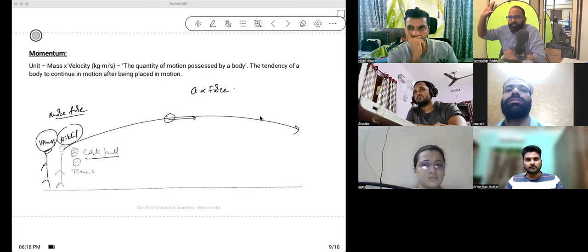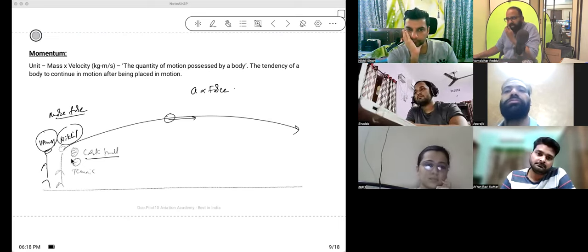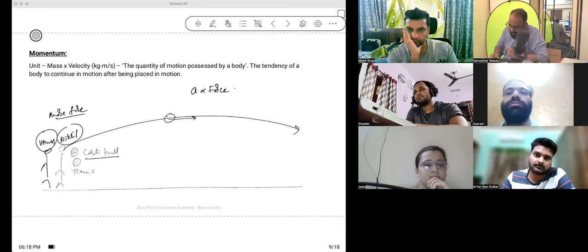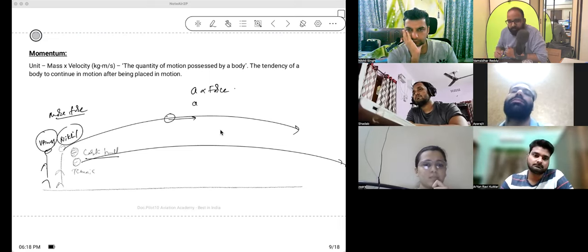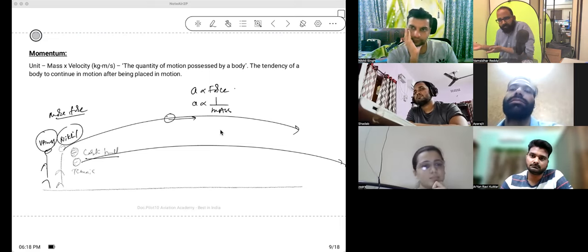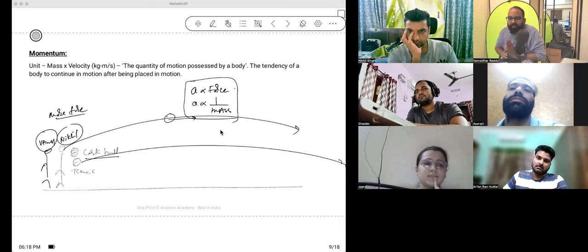How many of you understand? Correct? Second thing, if you take a cork ball and a tennis ball, and only one guy is throwing, the tennis ball is going very far compared to the cork ball. So can I say acceleration is inversely proportional to mass? Less mass, more acceleration. Yes or no? Correct?